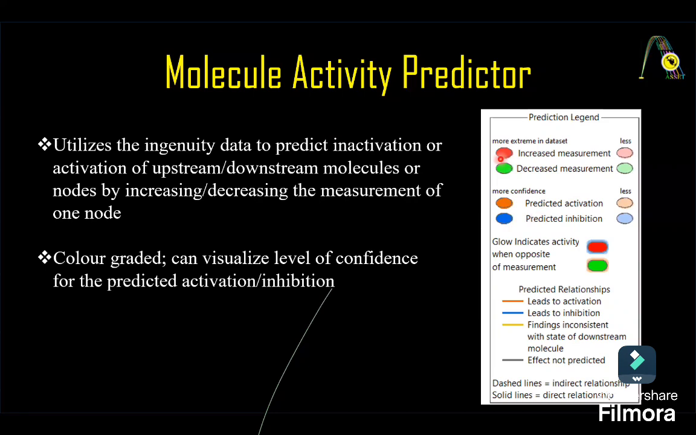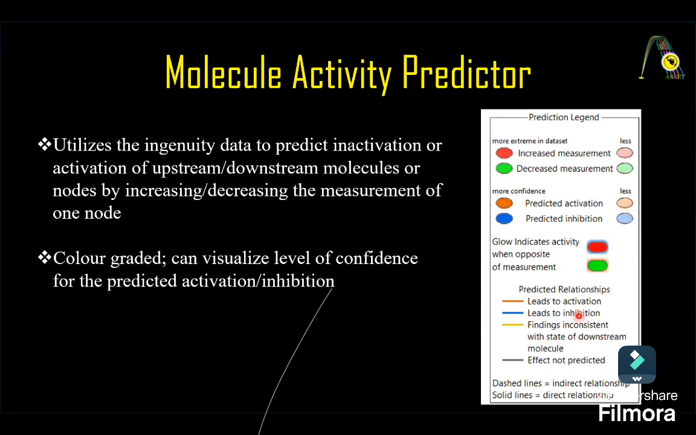So different colors denote different things. If it's a red color like this, it means that there are increased measurements of that molecule, right? If it is a green color like this, that means there are decreased measurements of that molecule. If it is predicted activation, it will be an orange color like this. If there is predicted inhibition, it will be a blue color like this, right? And the degree of saturation of that color, so a darker blue or darker orange versus a lighter blue or lighter orange, denotes the level of confidence in the predicted activation or inhibition, right?